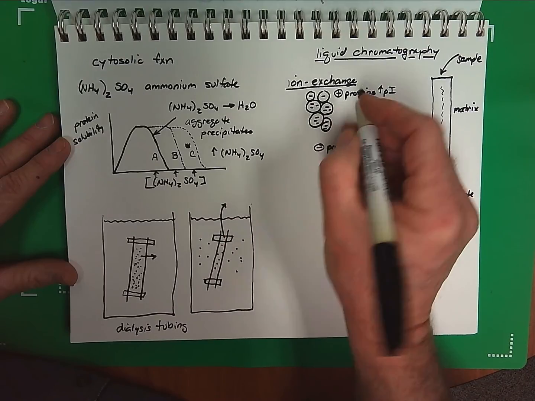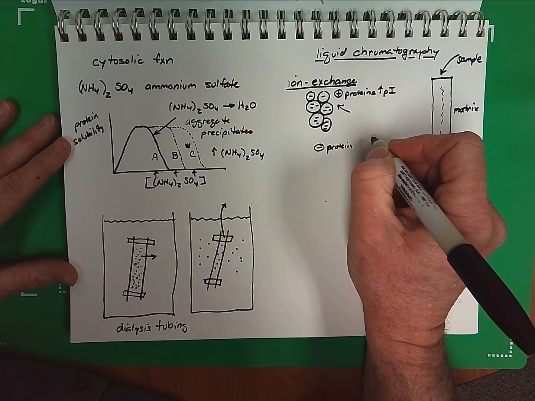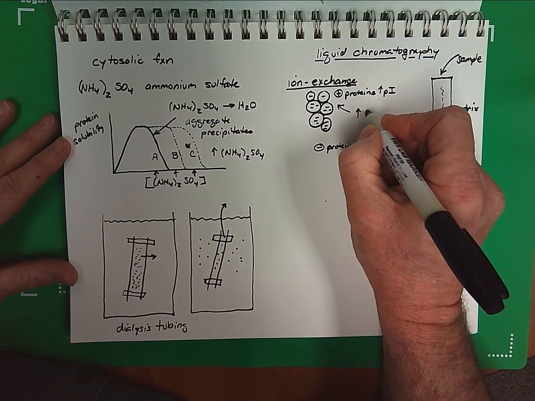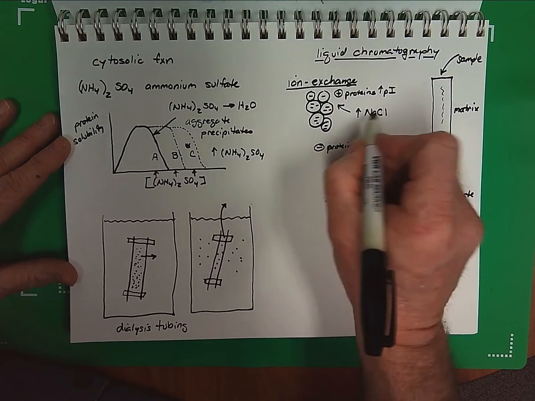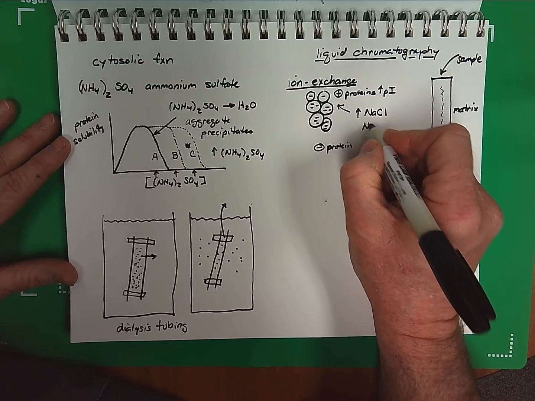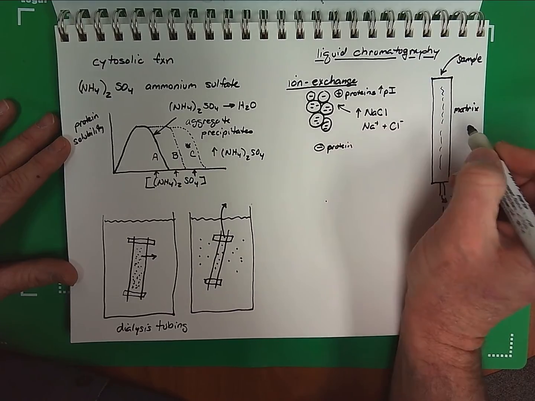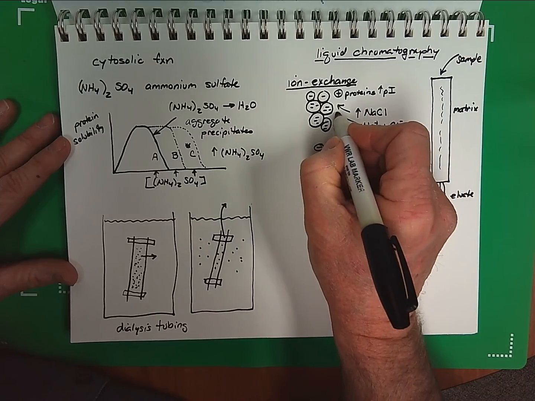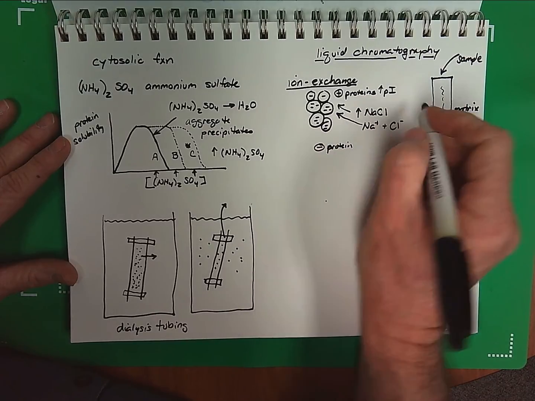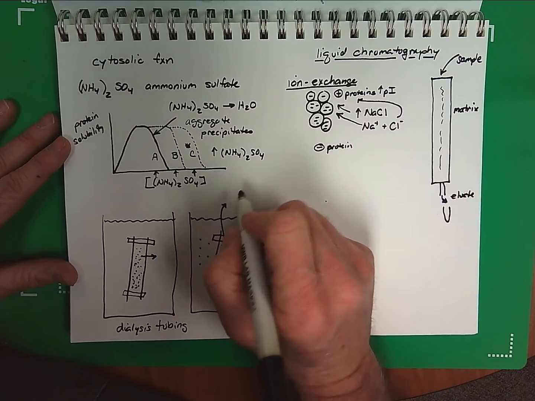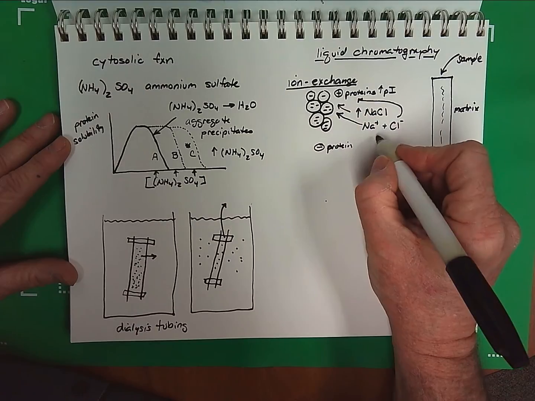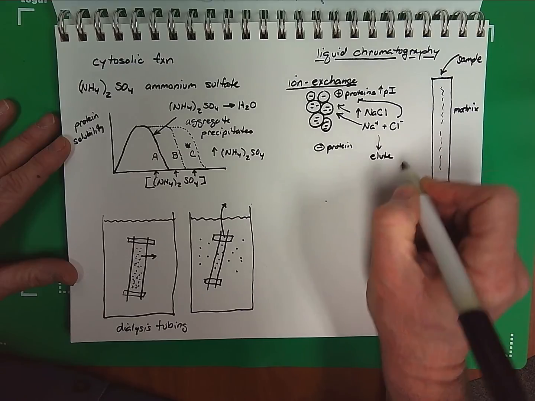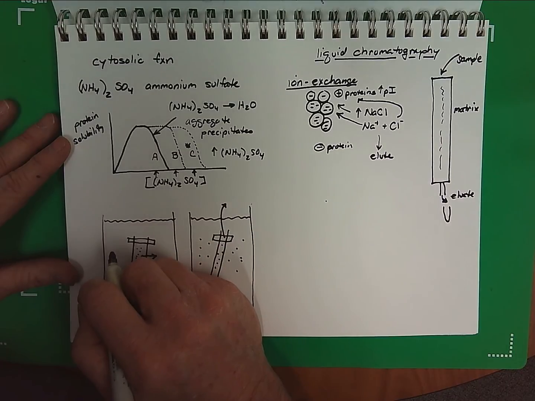We can release the positively charged proteins by increasing salt, for example, sodium chloride. With high concentrations of sodium chloride, sodium plus and chloride minus, the sodium will bind and displace the protein from the negatively charged beads, and the negatively charged chloride ions will shield the positive charge of the protein from binding back to the beads. And then this will elute separately, and we've separated the positive from negative proteins.